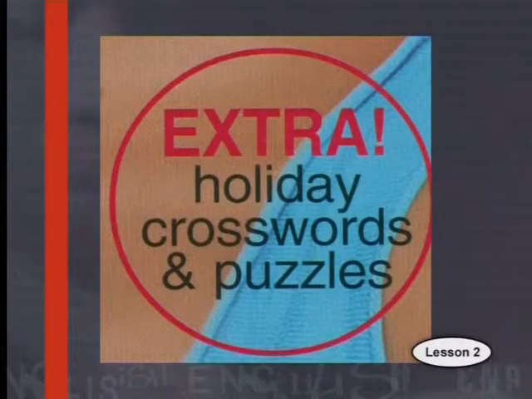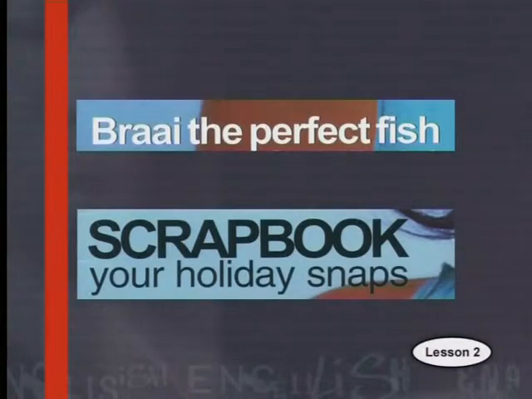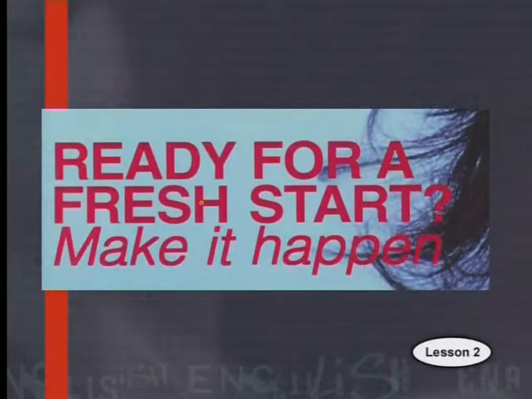Your Family is a good example of a magazine that fulfills a range of intentions. It provides entertainment in the form of crosswords and puzzles. It informs readers by giving them advice on a range of topics such as how to eat, drink, and be merry without putting on the kilos. It educates readers by teaching them how to do things such as braai the perfect fish or scrapbook your holiday snaps. And it provides inspiration with articles such as Ready for a Fresh Start, Make It Happen, that may encourage readers to try new things.